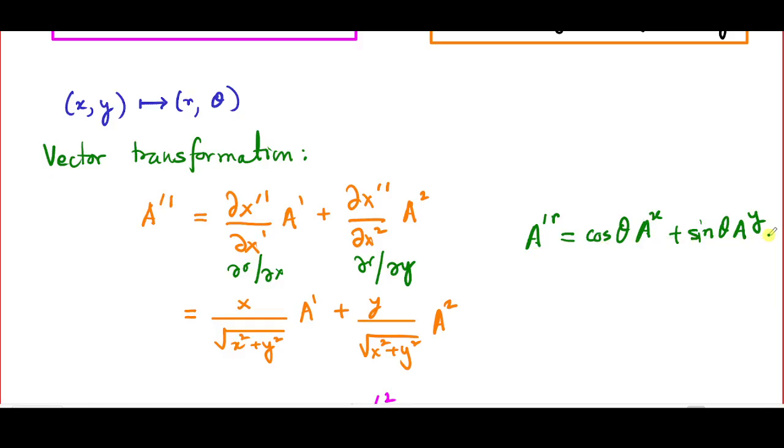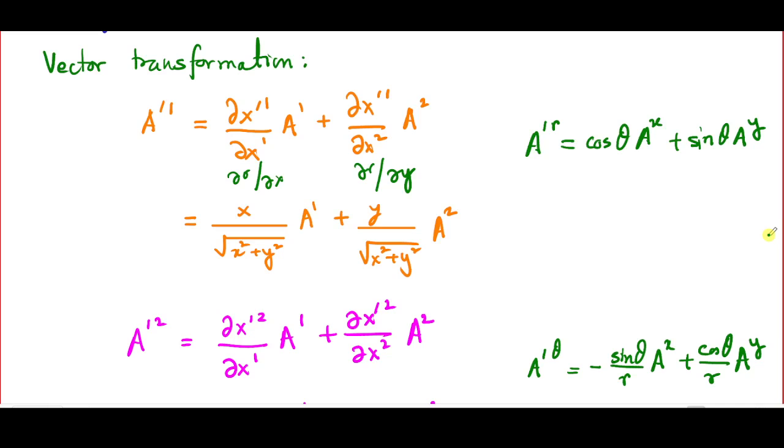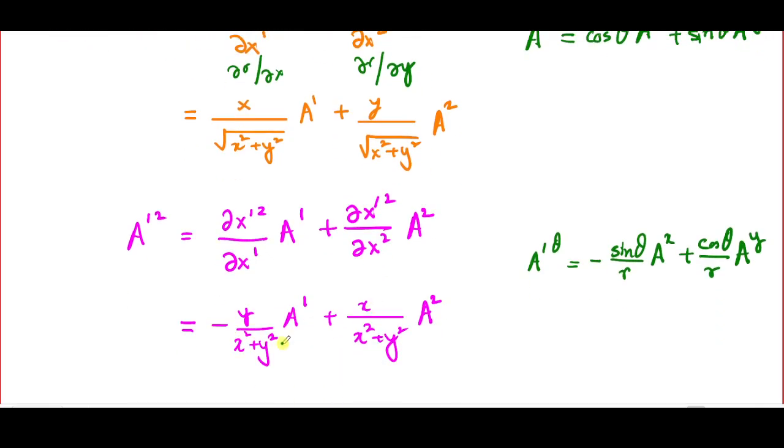This should actually ring a bell to those of you who know how to handle polar coordinates, which of course would be most of you. Now what about a prime 2? A prime 2 is going to be del x prime 2 del x1 a1 plus del x prime 2 del x2 a2. And this one of course is del theta del x, this is del theta del y, and substituting the values we get minus y over x square plus y square a1 plus x over x square plus y square a2. So a prime theta, which is what a prime 2 is, actually simplifies to minus sine theta over r ax plus cosine theta over r ay.